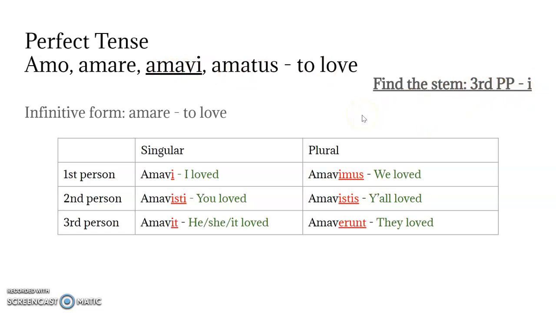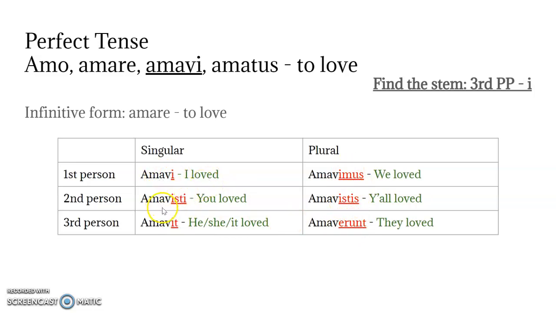For those of you who were in my Latin 1 class last year, we only really looked at the third person singular and plural. So these other endings are going to be kind of new information. I'll have a chart for you guys at the end of this presentation that you can keep saved, and that will help you remember all of these. But the endings are i, isti, it, imus, istis, erunt.